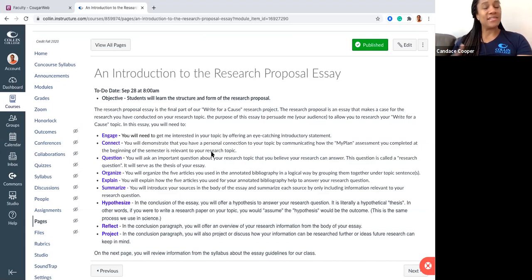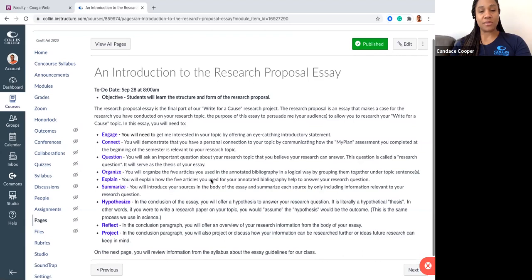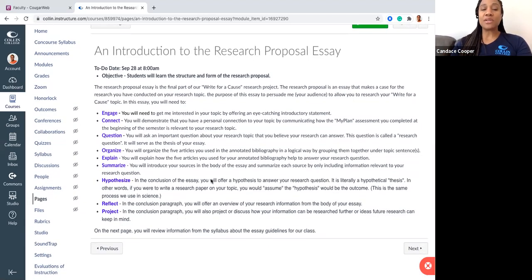All right, this is just to convince me of your research and to show me that you've done everything that you should do and that you have sufficient evidence from your research in order to support your research question. Okay, so you want to make sure that you're clear about the goal of this essay before you get started. So there are a couple of things you're going to need to do. Well, maybe a few more things than a couple.